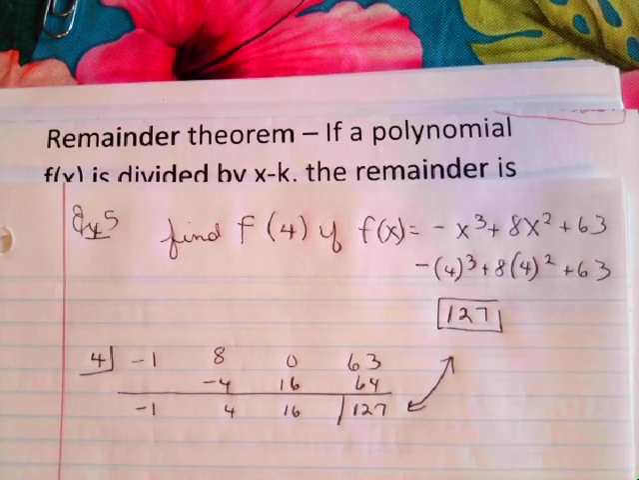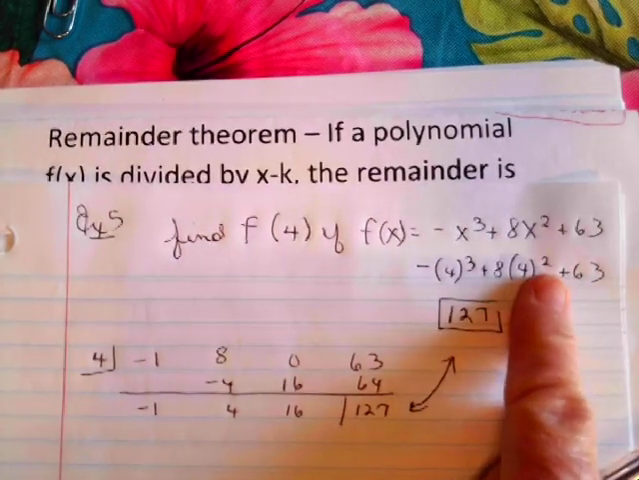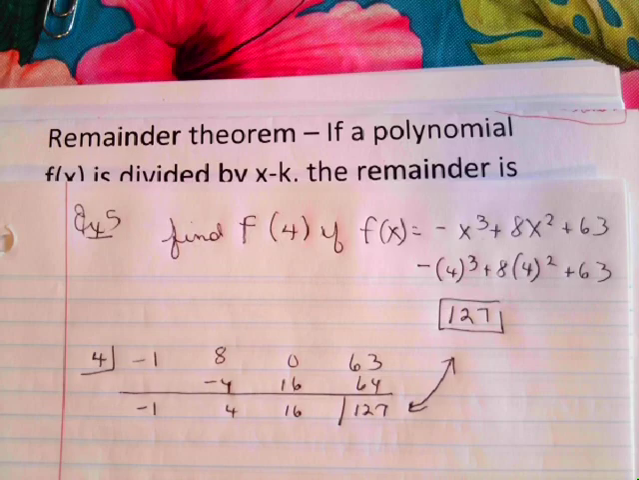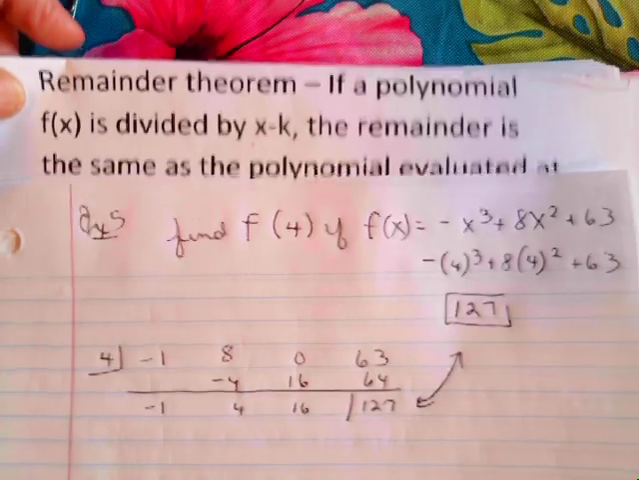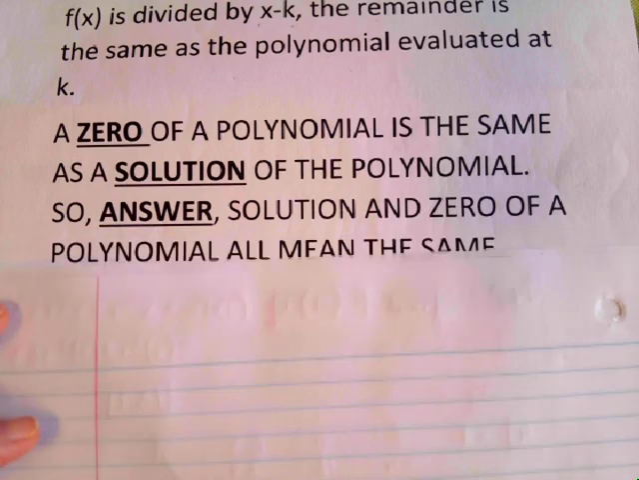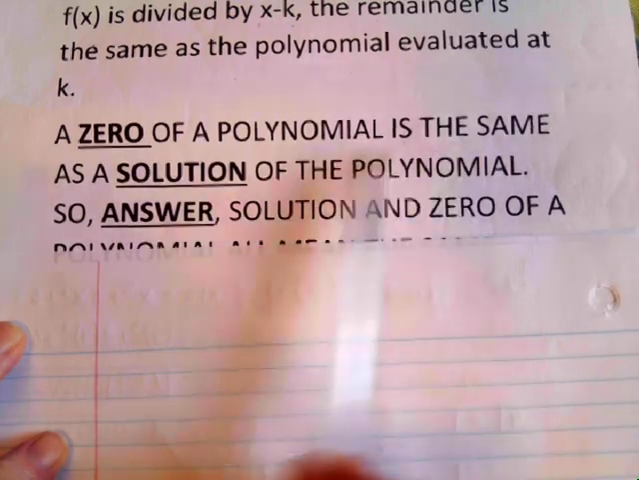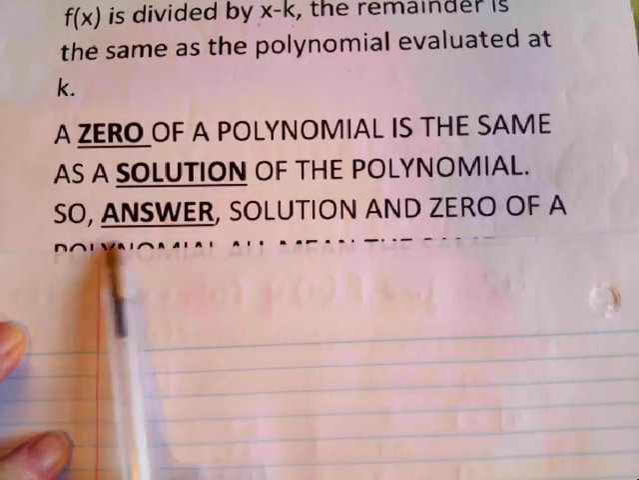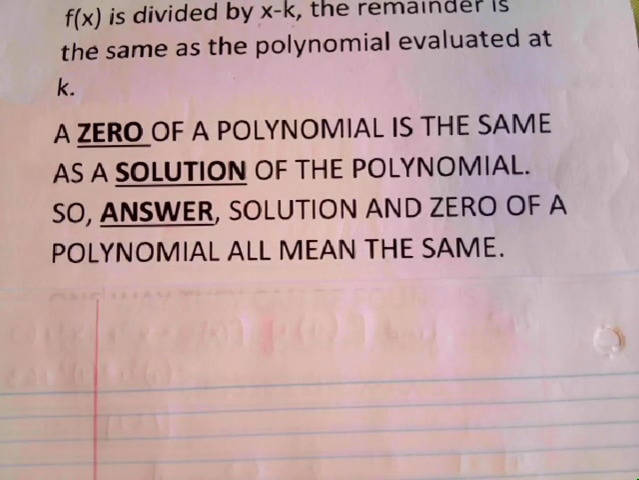The reason that's helpful is because sometimes they're going to ask you, is 4 an answer to this? An answer to a function could be called a solution. It could also be called a 0. So, you need to know these things. A 0 of a polynomial is the same as a solution of the polynomial. So, answer, solution, and 0 all mean the same thing.